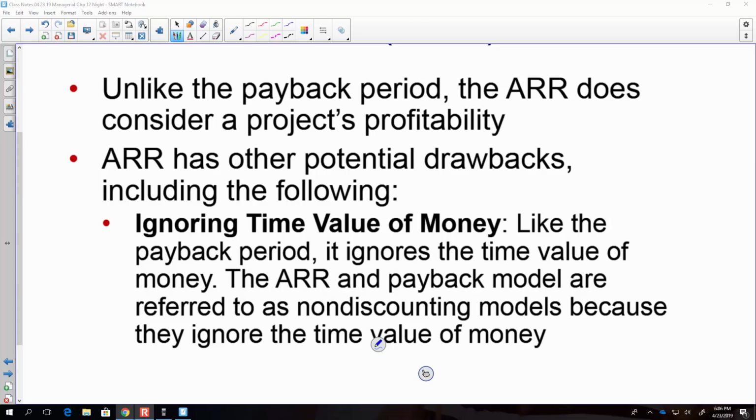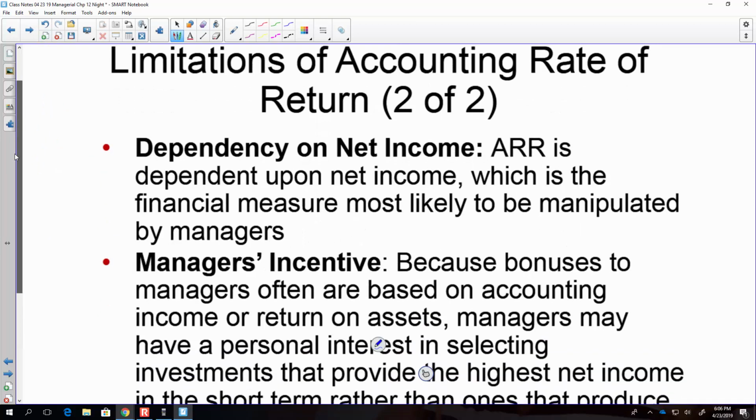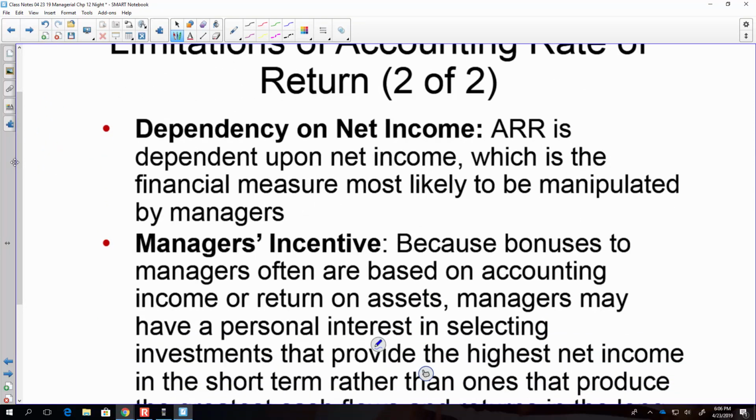There are limitations with the accounting rate of return, and they're shown on page 651. Similar to the payback period. Like payback, the drawback with accounting rate of return is that it ignores the time value of money, so we didn't do any present value computations here. Also, a limitation is that this net income can be manipulated by managers. We talked about that already, where managers can change the flow of expenses, reduce repairs, that sort of thing, to influence their net income.